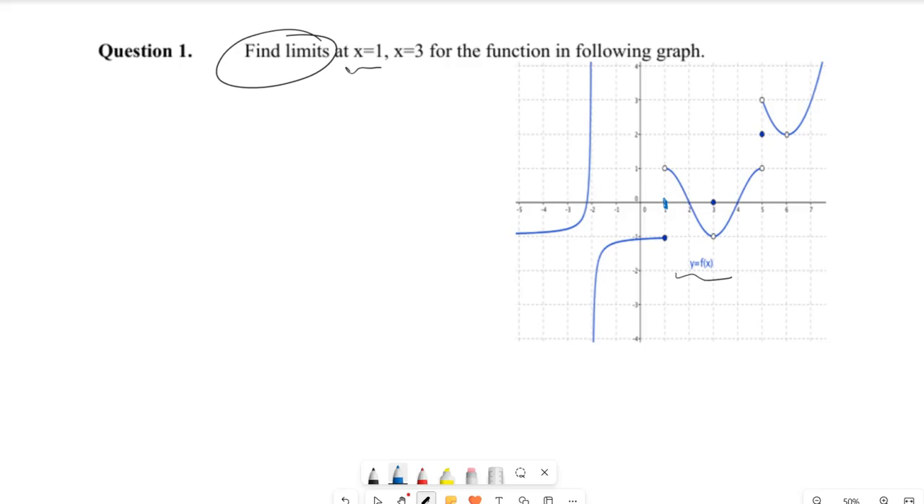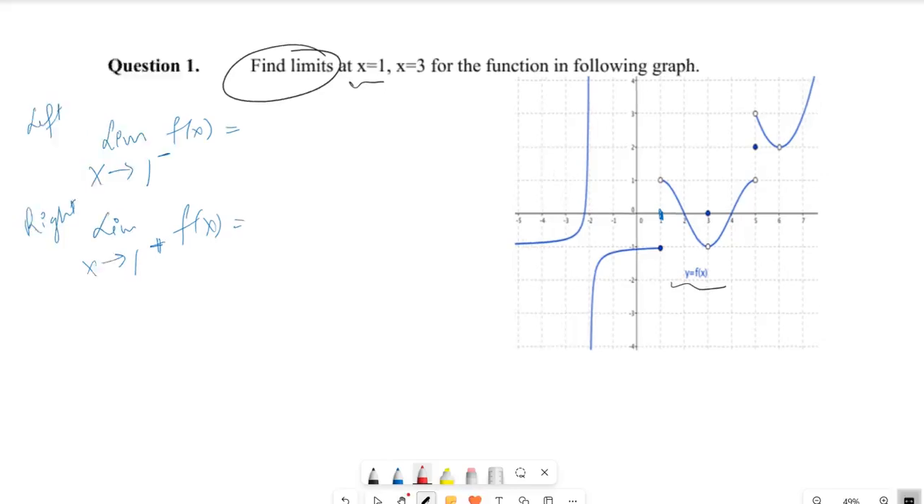So when you want to find the limit of this kind of a function, you need to find the limit as x approaches 1 from the left side. This negative means left side of the function. Then the limit as x approaches 1 from the right side. The plus here means from the right side of the function.